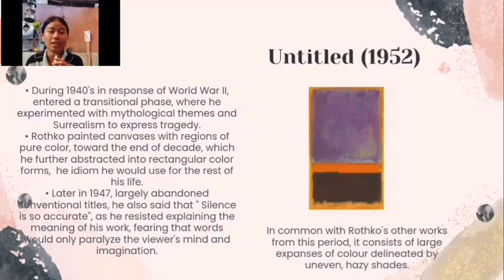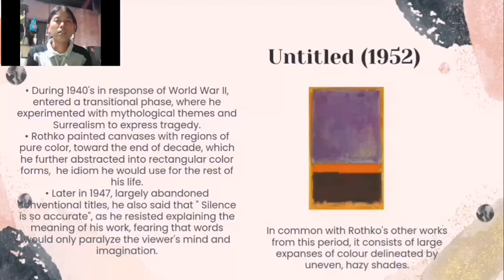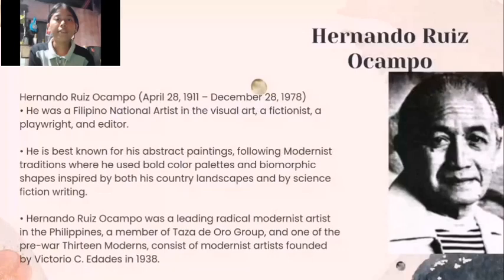This is a painting, Untitled, from 1952. In common with Rothko's other works from this period, it consists of large expanses of color delineated by an even, hazy shape. Hernando Ruiz Ocampo was born on April 28, 1911 and died on December 28, 1978. He was a Filipino national artist in the visual arts, a fictionist, a playwright, and editor.